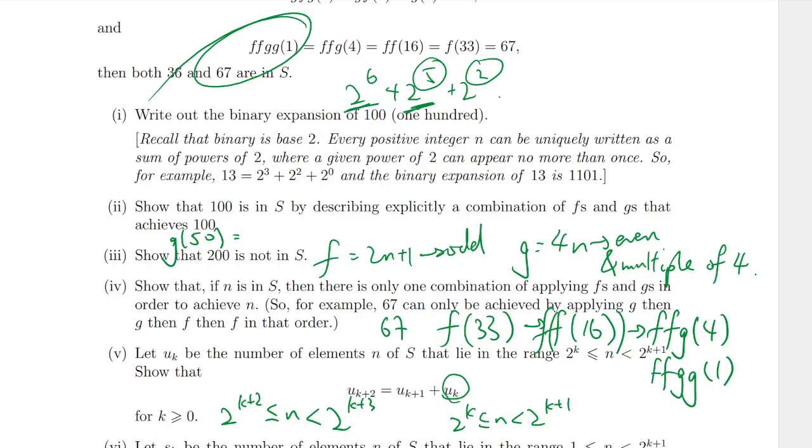So if I apply G to all the elements in U_k, then great. I get something in U_{k+2}. Right? I get something in there. But there's also contribution from the U_{k+1}. Right? Because if I apply F onto the elements of U_{k+1}, I suppose, then you also land on the range 2^(k+2) less than or equal to n less than 2^(k+3).